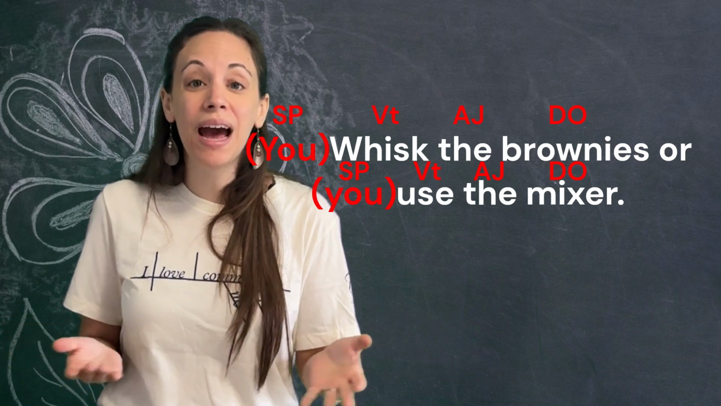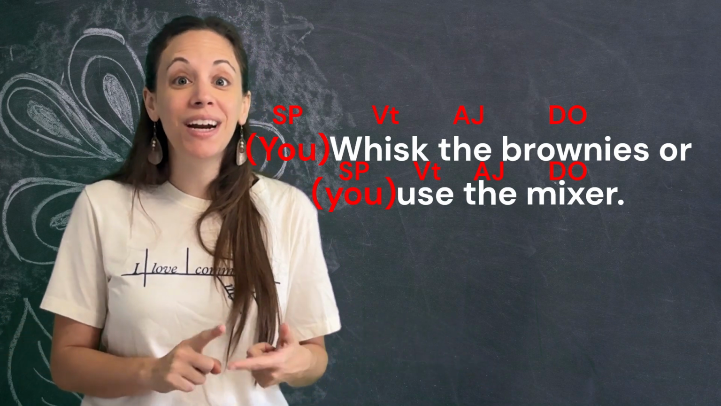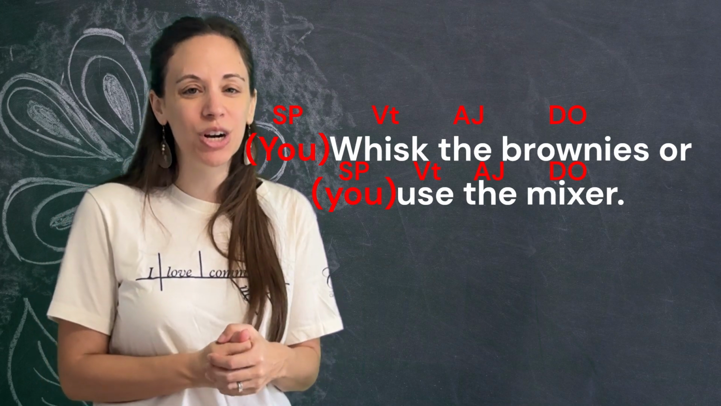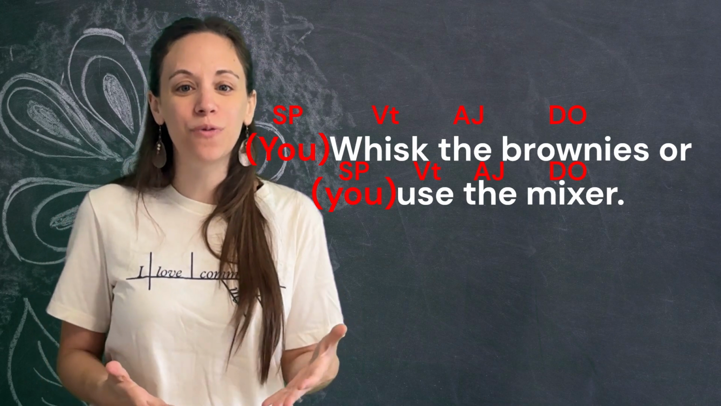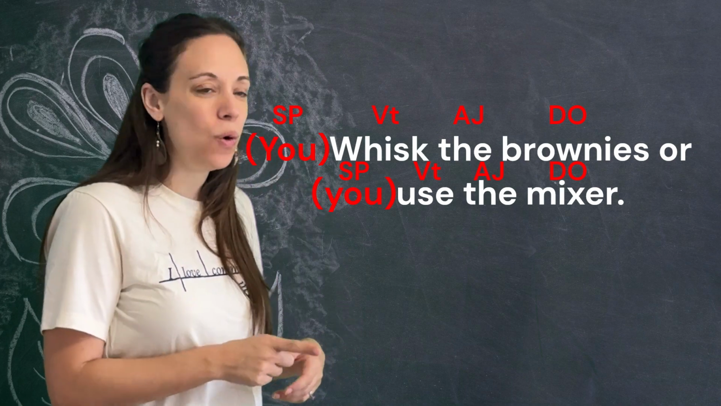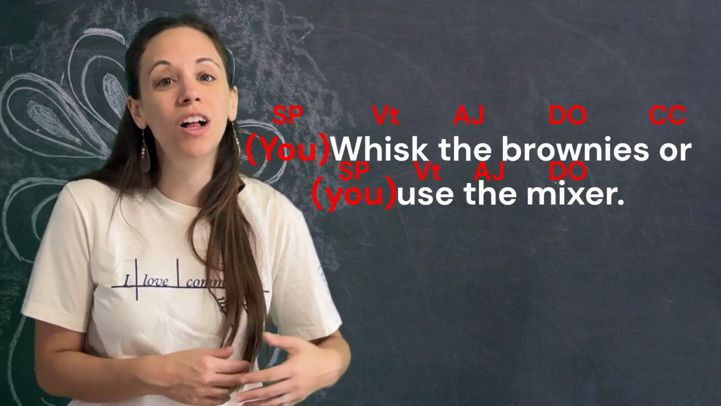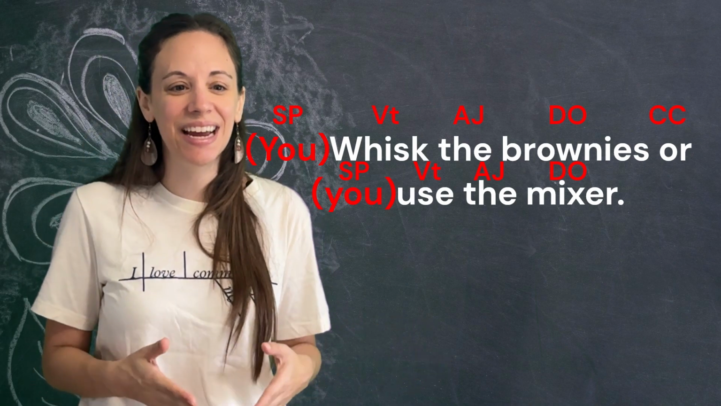And finally, we have or. For, and, nor, but, or, yet, so. Or is one of our coordinating conjunctions. That's one of our fanboys. So we're going to label or as a coordinating conjunction. So now we're done labeling all of our parts of our sentence, and we can get on to diagramming it.